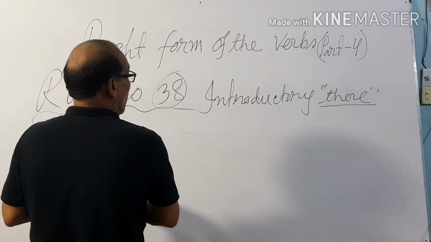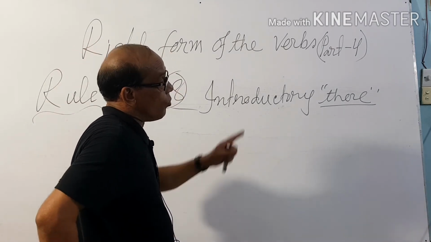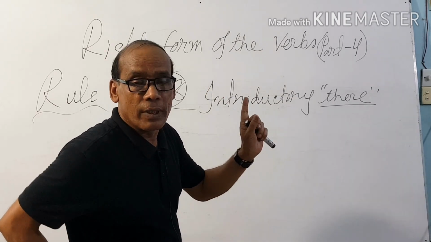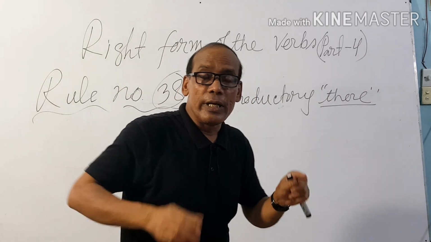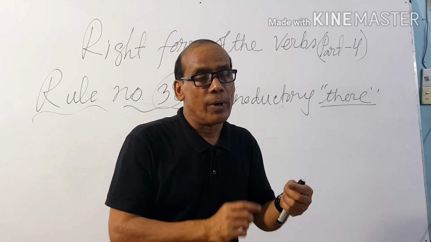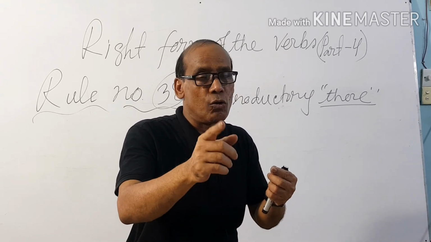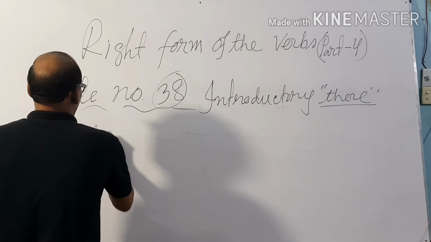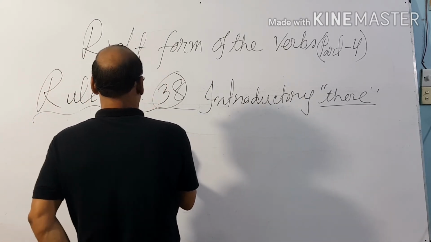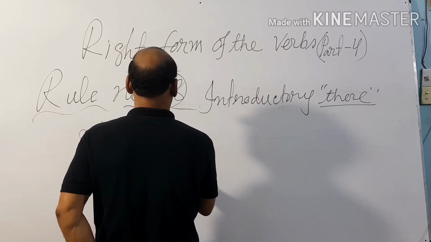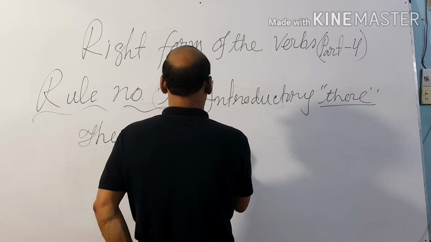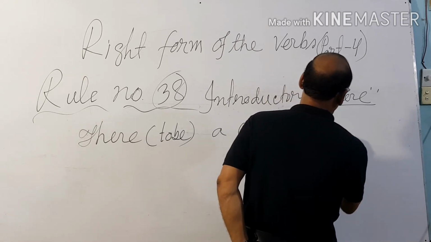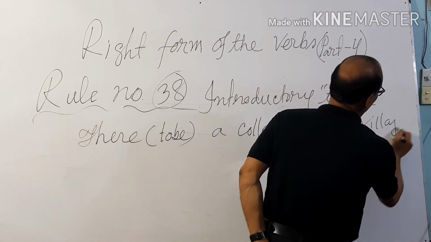Though the word there is used at the beginning of the sentence, it will not act as a subject. Rather, it will be used only to introduce the sentence, but the verb will be determined according to the noun or pronoun used after the verb. Here, let me give you an example: There to be a college in our village.